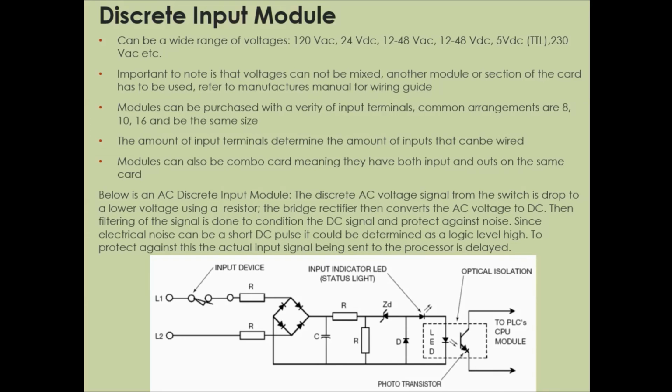Now below we have a drawing of an AC discrete input module. The discrete AC voltage signal from the switch is dropped to a lower voltage using a resistor. Then a bridge rectifier converts the AC voltage to DC. Then filtering of the signal is done to condition the DC signal and protect against noise. Since electrical noise can be a short DC pulse, it can be mistaken as a logic level high. To protect against this, the actual input signal being sent to the processor is delayed.